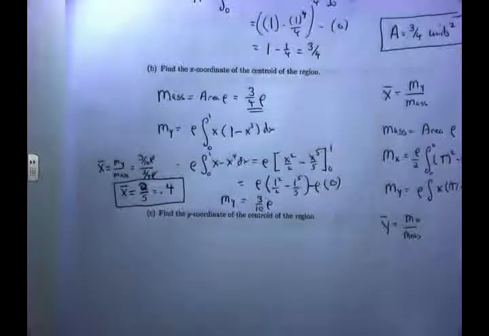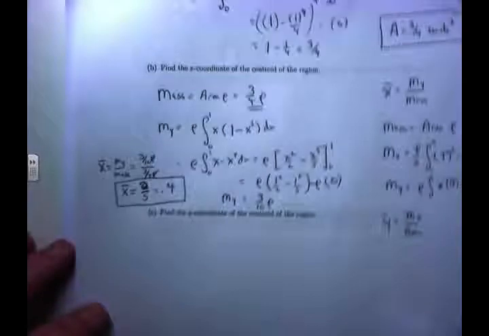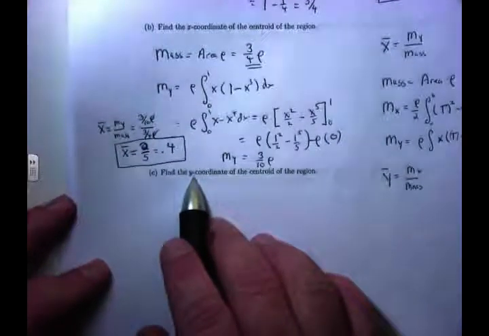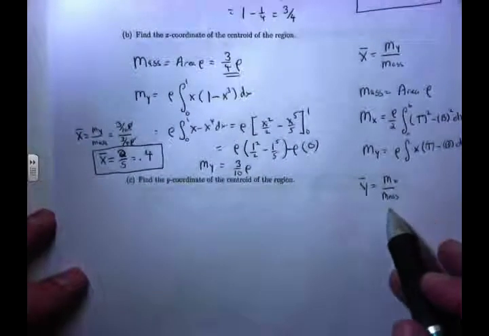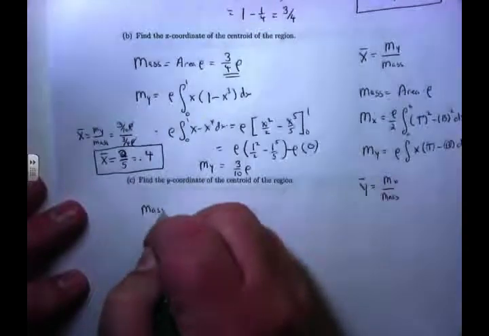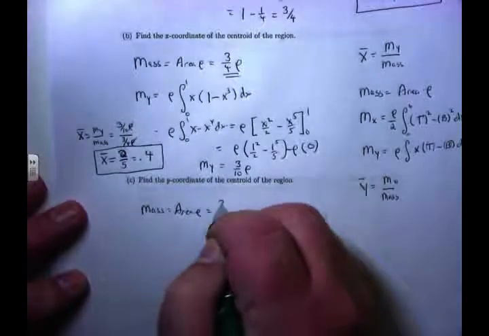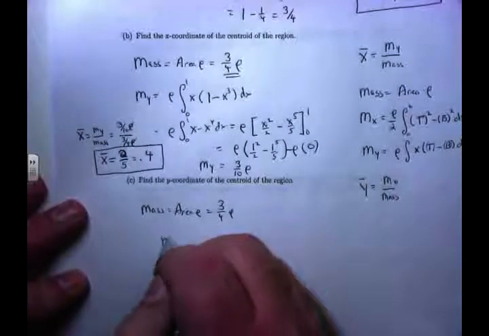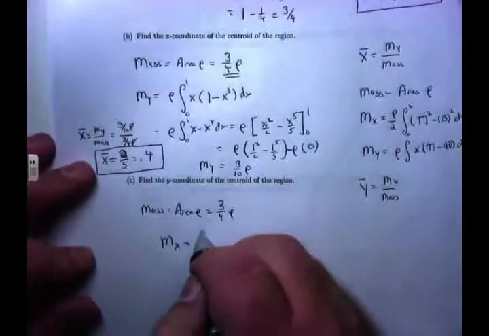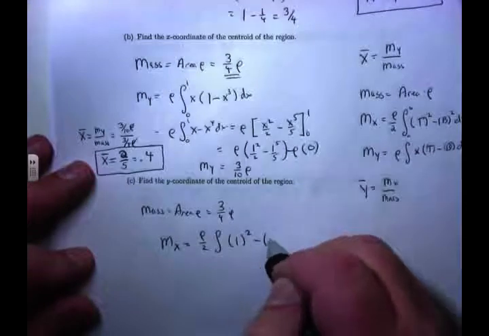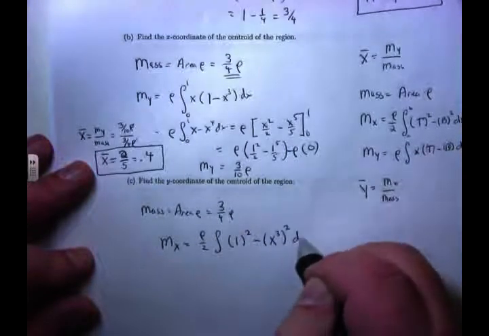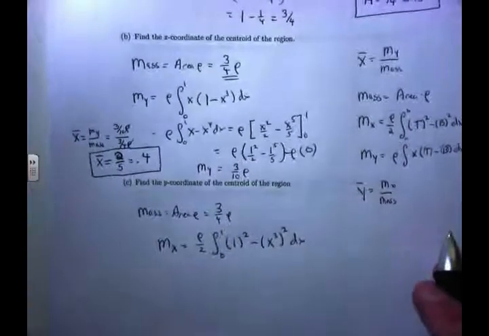So, now take a look at the next one. Alright. So now this one, I want to find the y-coordinate of the center of the region here. So that is the moment about the x divided by the mass. Well, we still got the mass up here, which was area times rho, which is 3/4 rho. Now, to get the moment about the x-axis, that would be rho over 2 times the integral of my top function, which is still 1, but you got to square it, minus the bottom function, which is x cubed squared, dx from 0 to 1.